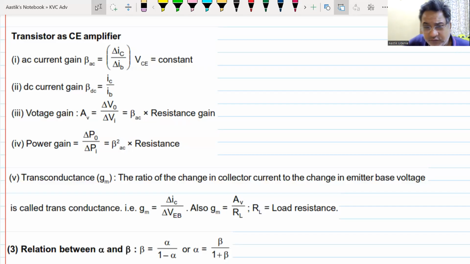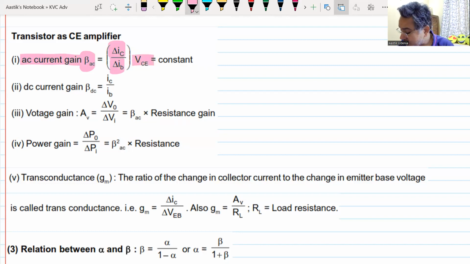Then you can note down these formulae for current gain, AC current gain, and DC current gain. Here it is known as beta. In common emitter, it is known as beta. The AC current gain is change in output divided by change in input at constant output voltage. This is how it is defined. You can't change the definition.